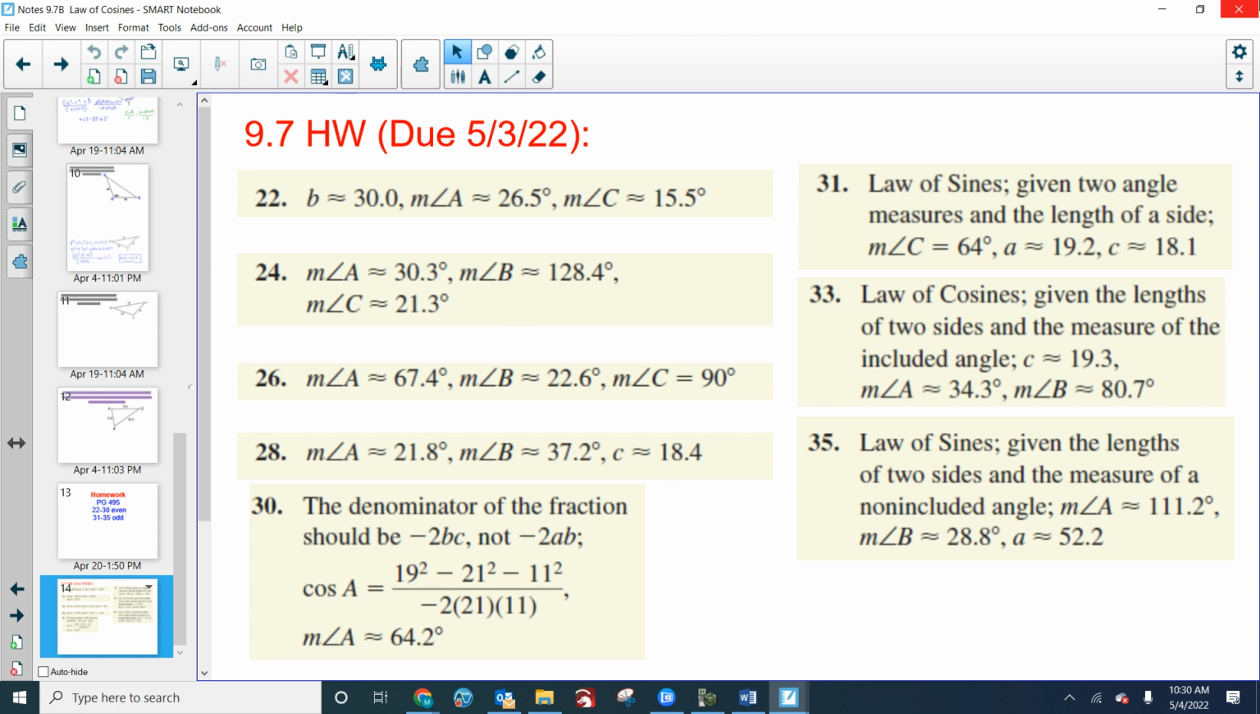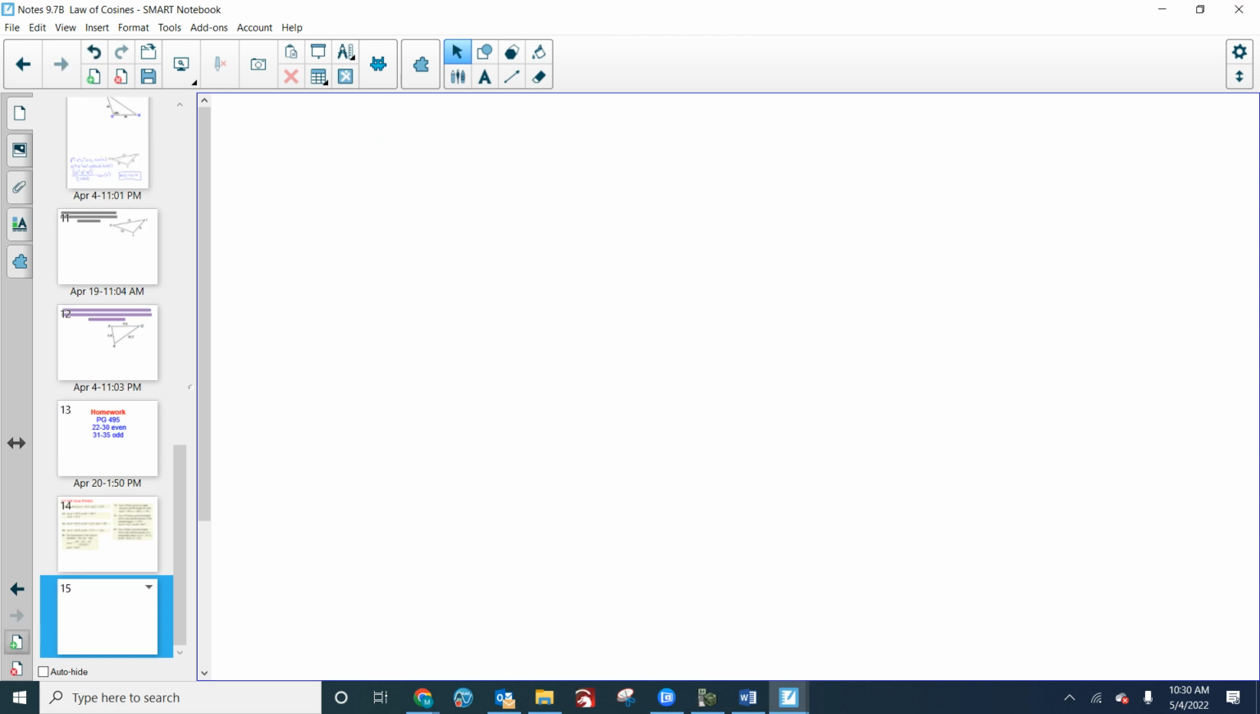Okay? A quick refresher. If you are solving for SAS, if you're doing SAS, what are you finding when you use the law of cosines? An angle or a side?